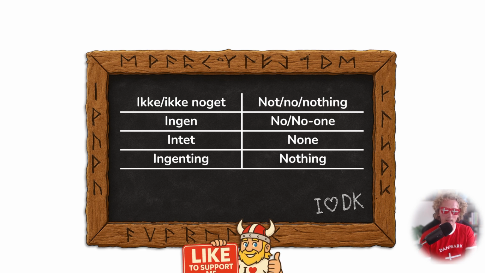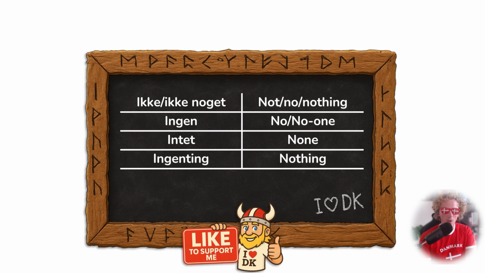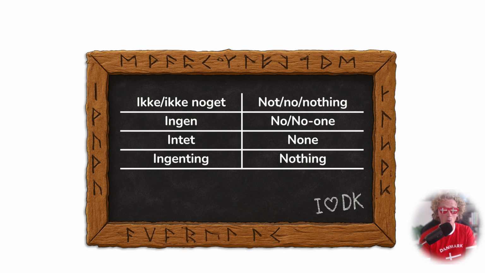Ikke or ikke noget can mean not, no, or nothing. Ingen means no, no one. Intet can mean none, can also mean no. And ingenting means nothing. Sounds a bit all over the place. This is why we're going to take a look now at some examples. Thing is, depending on the context, these different negations can mean different things, and they change depending on which articles we use, and so on.